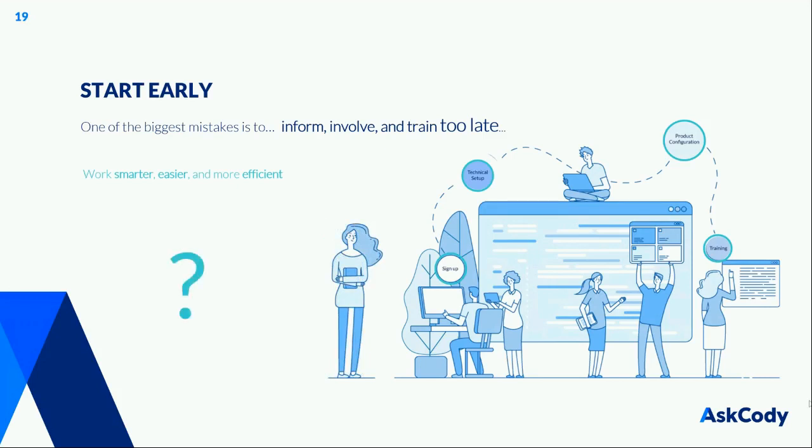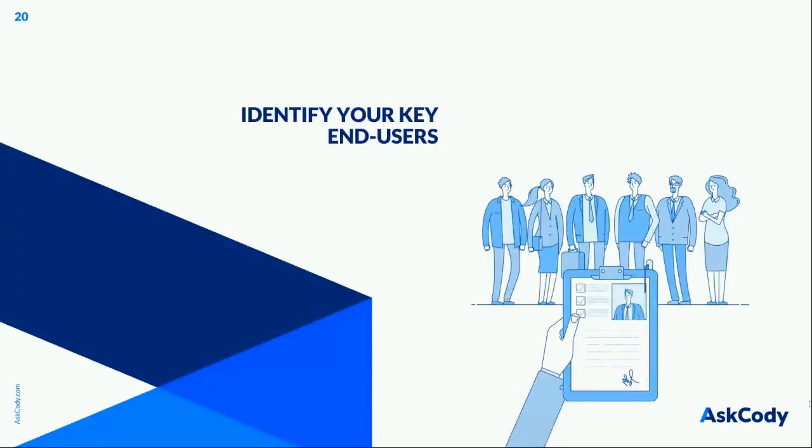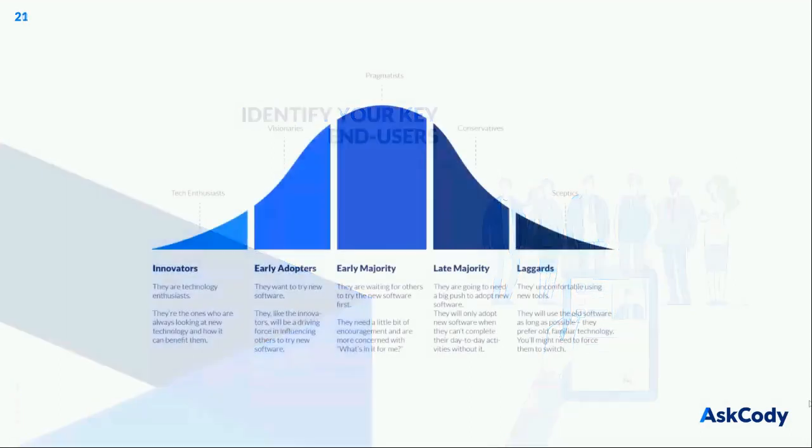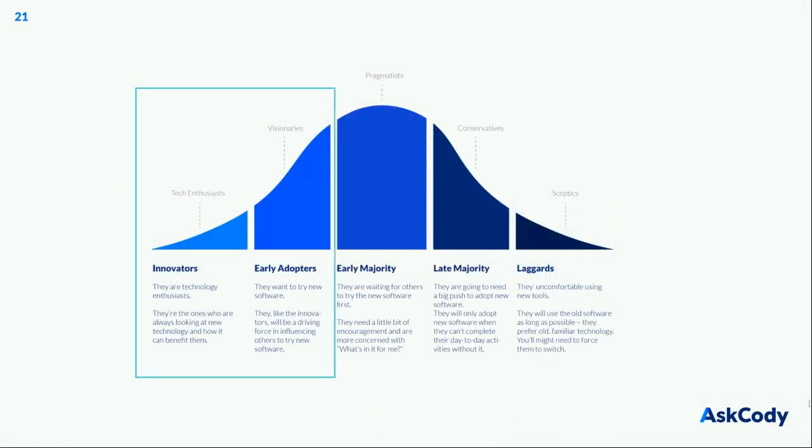But who are these key end users? Moving on to tip number 2. Identify your key end users. If we circle back to the software adoption model, you should always try to win over your innovators and early adopters before moving on to the early majority and so on.